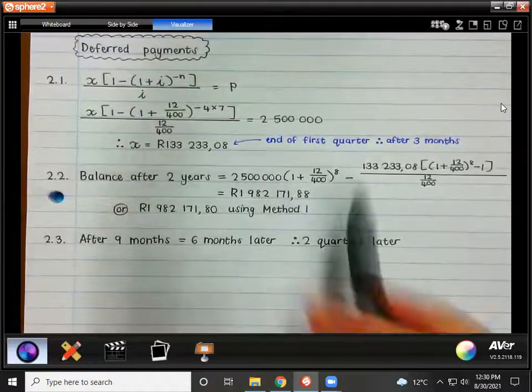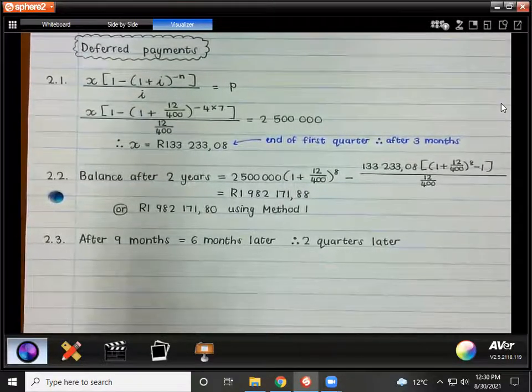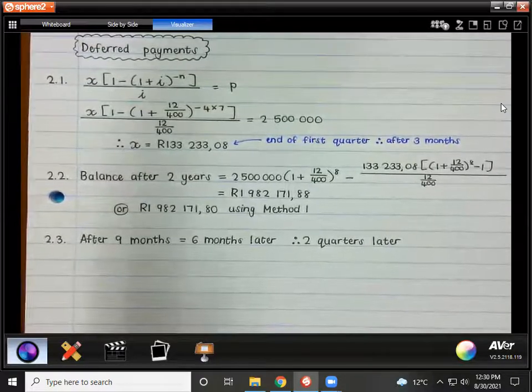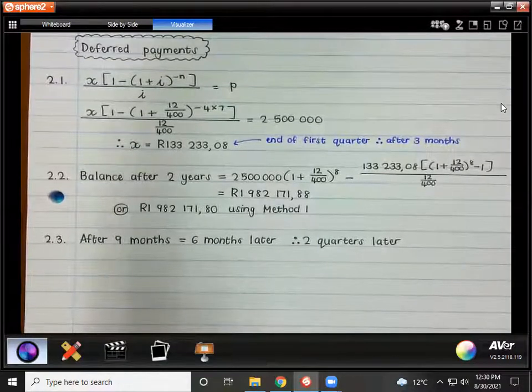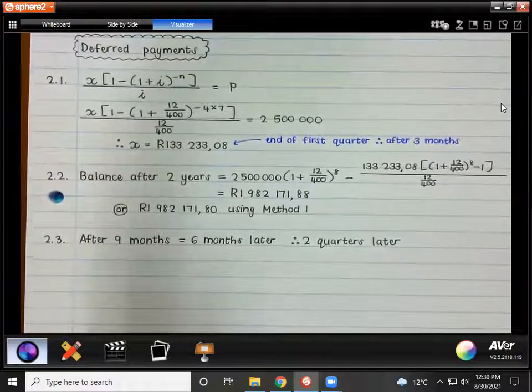But because we're missing the first 2 quarters, essentially we're not paying after 3 months, and we're also not paying after 6 months. We're missing those 2. We're not going to make 28 payments in total. We're actually going to only make 26. So there are 2 adjustments. We're going to have 2 less payments, and also our loan amount is going to be more than the 2.5 million. We're adding the 2 quarters of interest to the actual loan amount.